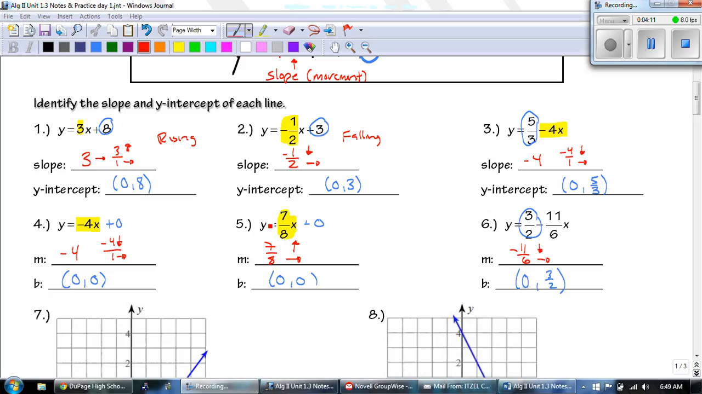Okay, number 5, you should have gotten a slope of 7 over 8, which is rising. And once again, we had to do that plus 0. Now, you really don't have to write that, but just know that that means we're starting at (0, 0). And then number 6, the slope is going to be falling, down 11 over 6, and the y-intercept is at (0, 3/2).